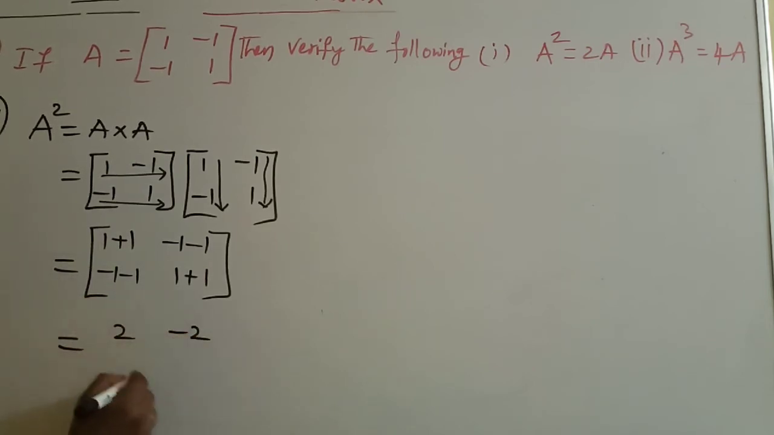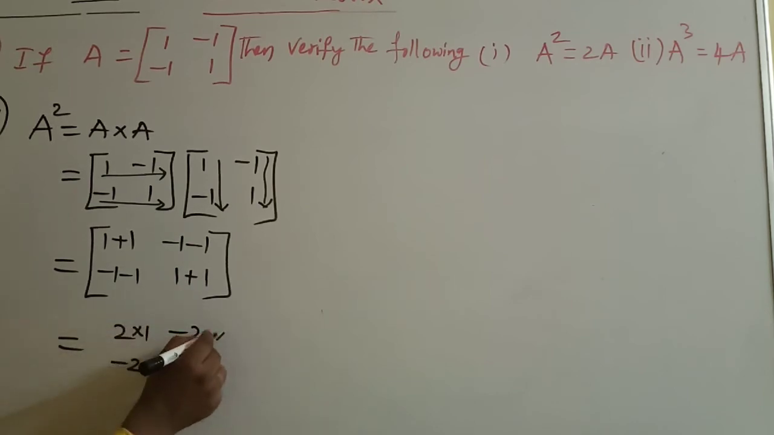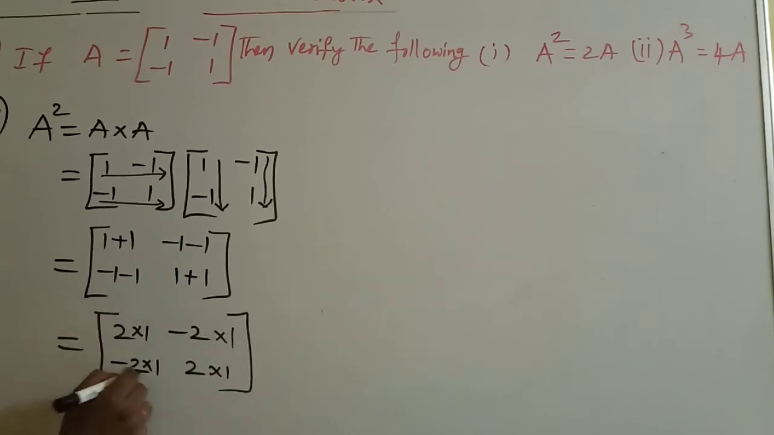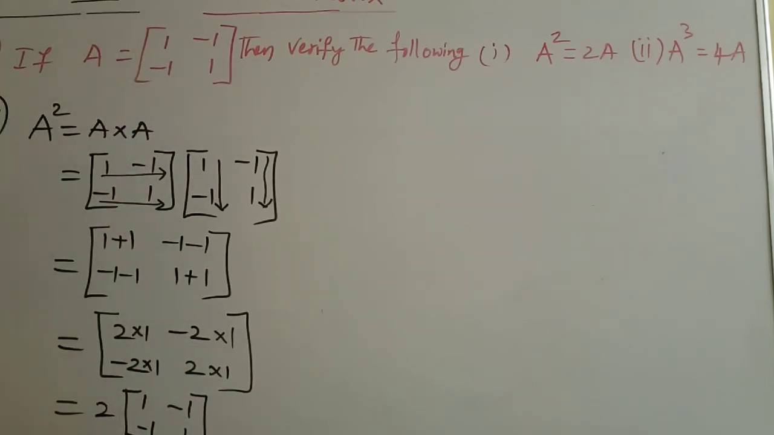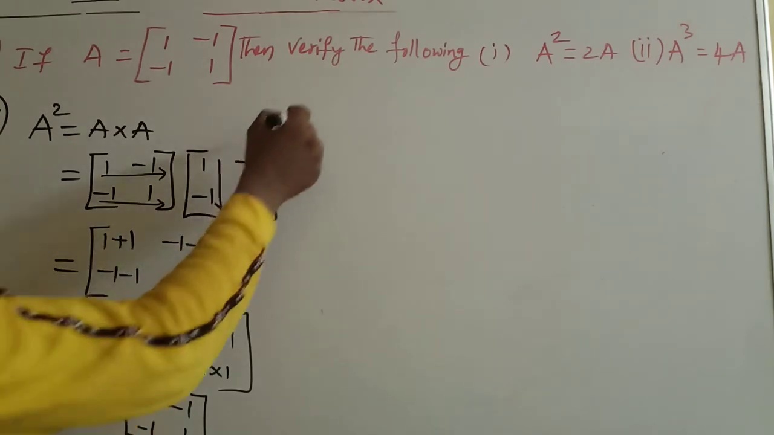2, minus 2, and here minus 2, 2. Can I write this as 2 into 1, minus 1, minus 1, 1? Because if you multiply with 1 also, you get the same. Now the 2 is common. When you take a common factor in matrices, you only write it outside, okay? Then 1, minus 1, minus 1, 1. What is this 1, minus 1, minus 1, 1? It is nothing but A. So you got 2A. So now it is verified or not? A square is equal to what you got? 2A. So the first one is finished.